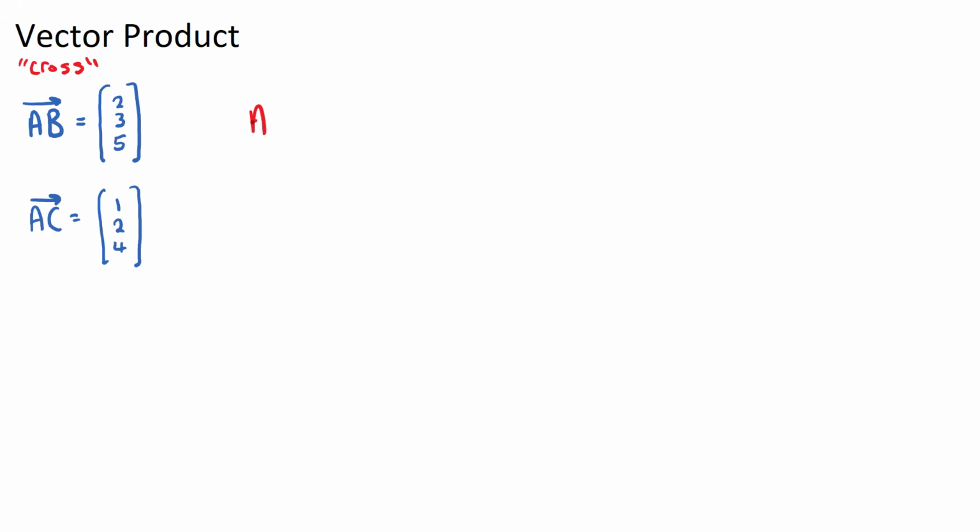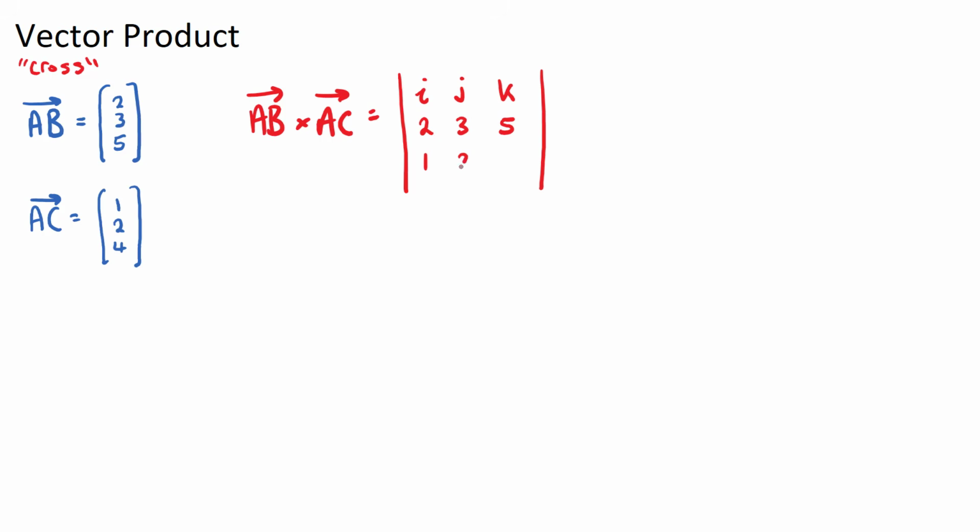So if I want to find the vector product of AB and AC, what we want to do is set up this matrix. So we put a line here, and the top row we put i, j, and k. Our second row needs to be the first vector in our vector product equation, so AB, which is 2, 3, and 5. And then the third row will be the second vector in our vector product, AC, which is 1, 2, and 4.